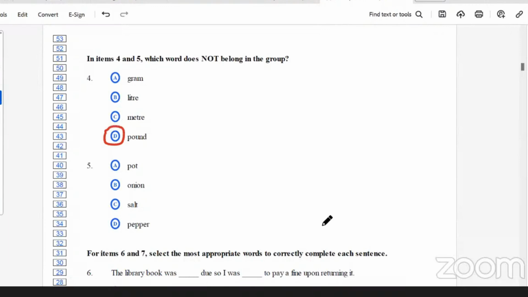Question 5. Which word does not belong? Pot, onion, salt, pepper. The answer would be A, pot. All the others are different types of seasoning that we use to cook.